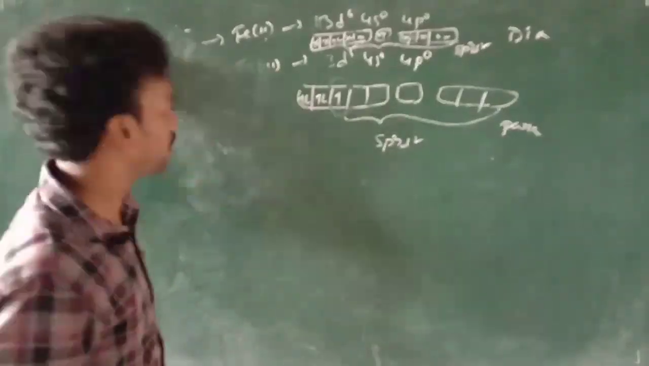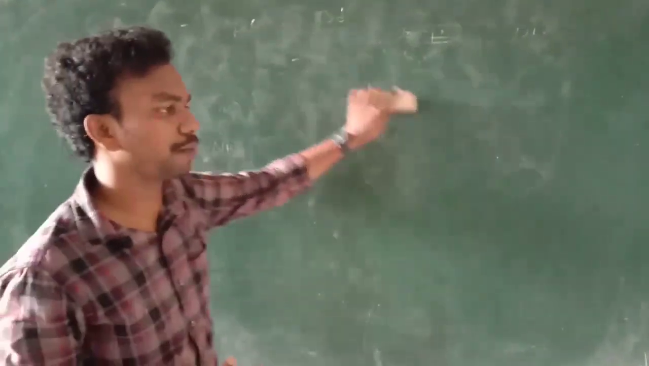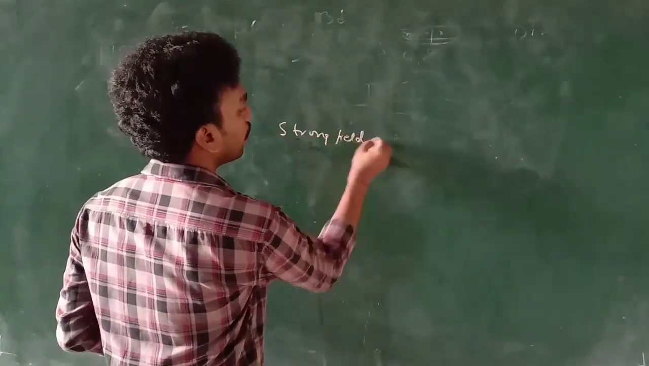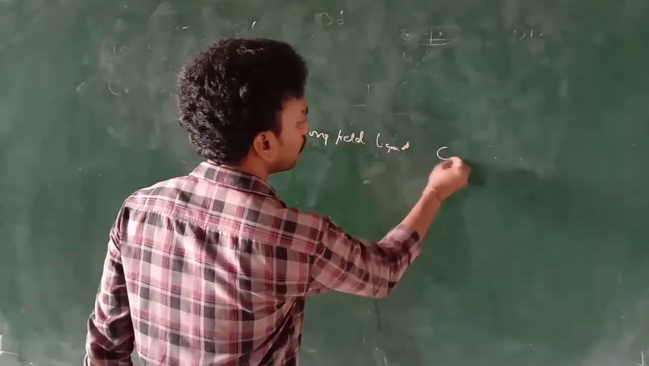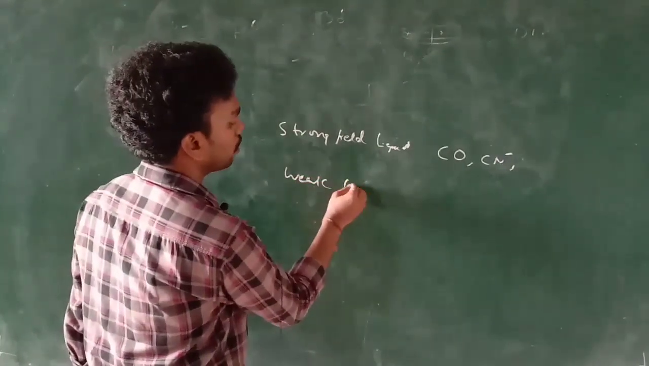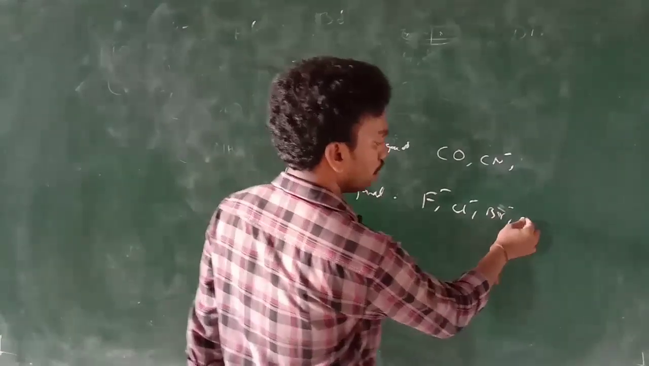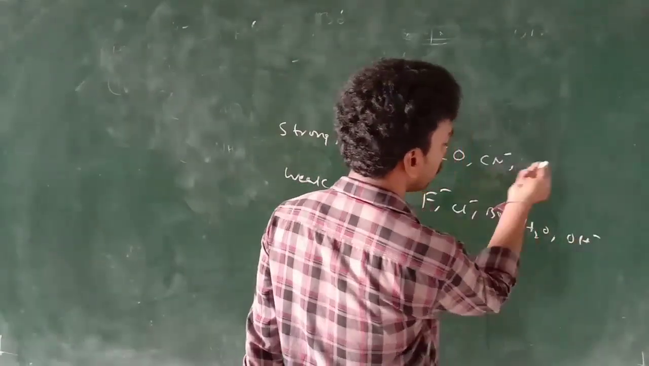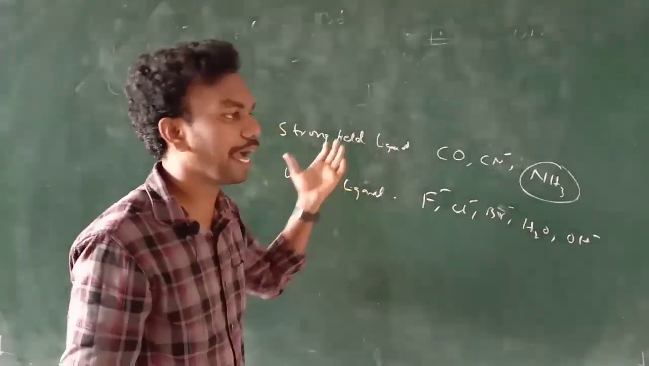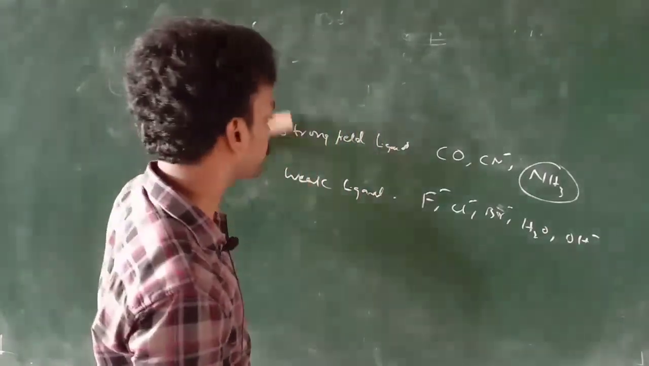So, you can try your own examples. You can frame different types of complexes and calculate the oxidation state of the central metal atom. Let's see the nature. Strong field ligands are CO, CN minus, NO2 minus, orthophenanthroline, bipyridine. Weak ligands are halogens like fluorine, chlorine, bromine, H2O, OH minus, and in some cases ammonia. Ammonia acts as a strong ligand when the central metal atom has a higher oxidation state, and as a weak ligand when the central metal atom has a lower oxidation state. Keep this in mind.